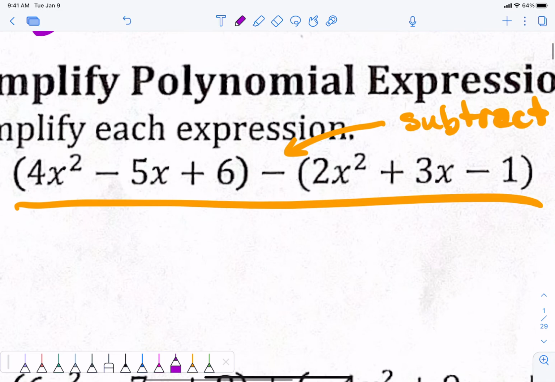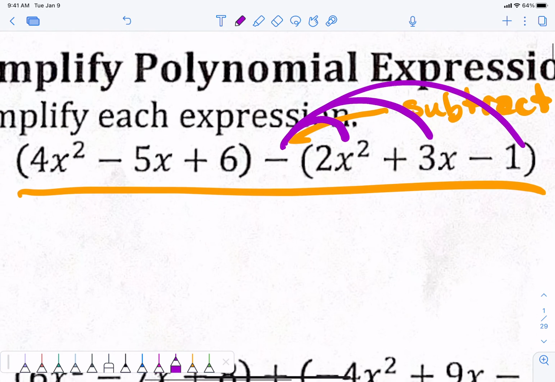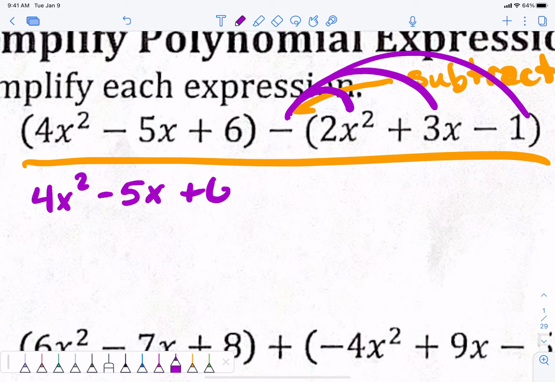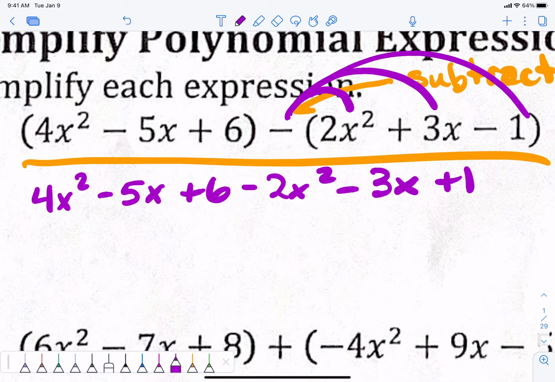You have to distribute the negative. Everything after the negative changes sign. So we have 4x squared. This guy's just going to chill. I'm going to rewrite him. He stays the same. But now we have negative 2x squared, negative 3x plus 1. Are we done?